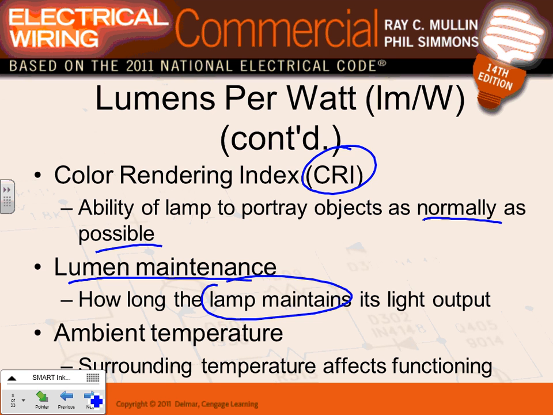Same thing with lamps. Ambient temperature, the surrounding temperature, affects functioning. Fixtures, a lot of them, are rated for, I don't know, -20 to 100 or so. But the further away from ambient temperature, with too much cold or too much warm, fixtures will malfunction or will not produce the right lumens.